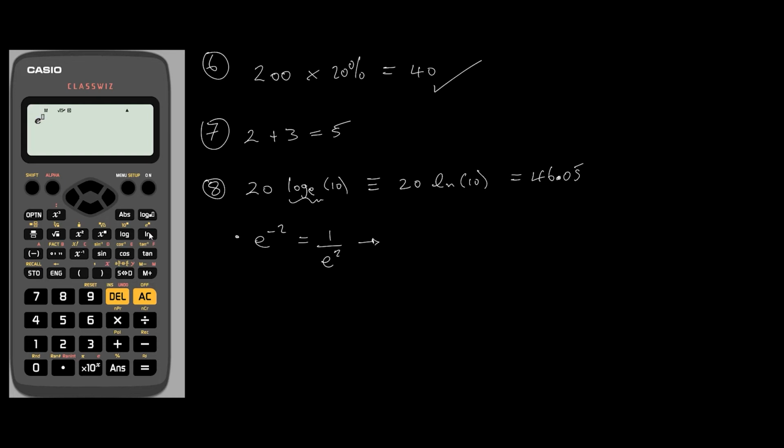So shift, and then that one, we see e to the something pop up there. We want the something to be minus 2, and that should be sufficient. Hit equals, and we end up with 0.135. So I encourage you to have a go at all of these yourself.